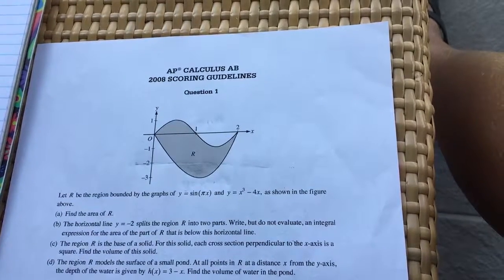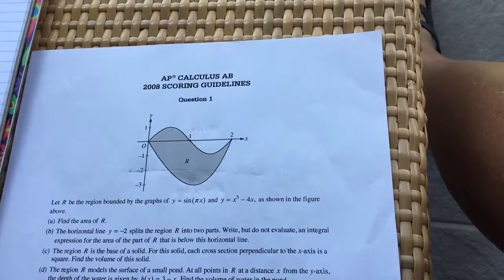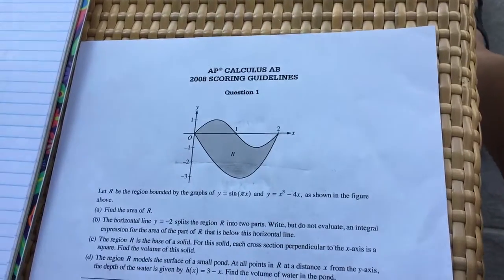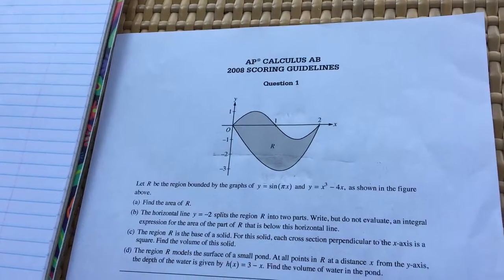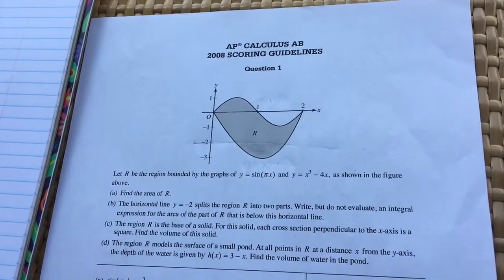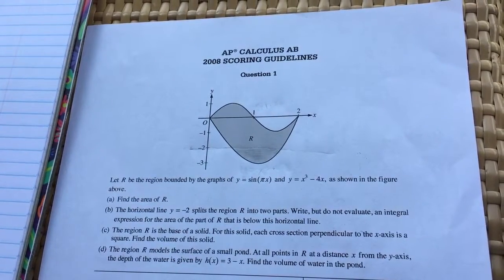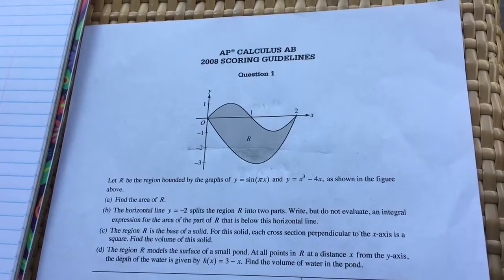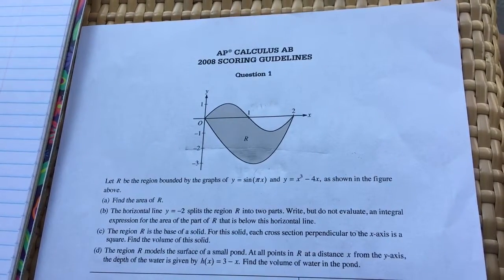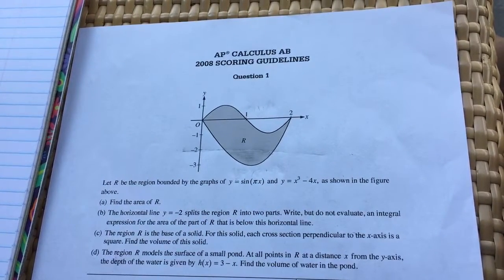Hi, I'm Jasmine, and I'm going to show you how to do FRQ question number 1. So the first thing that the question says is, let R be the region bounded by the graphs of y equals sine of pi x and y equals x cubed minus 4x, as shown in the figure above. And the first part, A, says to find the area of R.